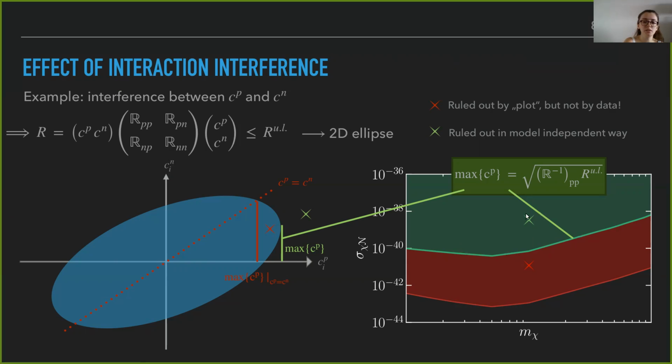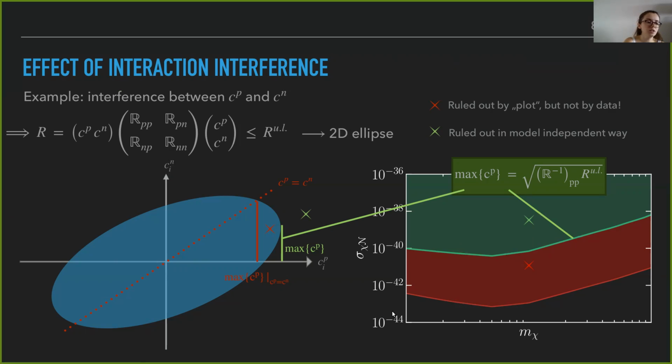The green cross we can see here or here is ruled out in a model-independent way, but the red cross could still be allowed. So what we learned from this finding is that one should be careful taking assumptions, because depending on the model, one might rule out too much parameter space.